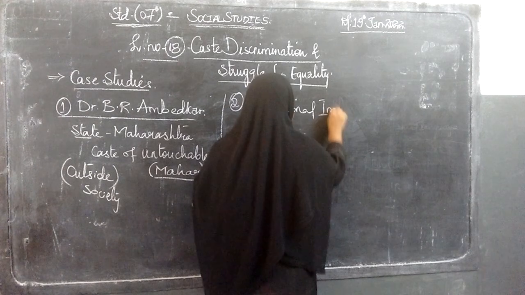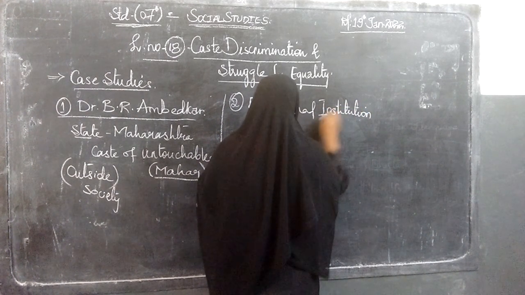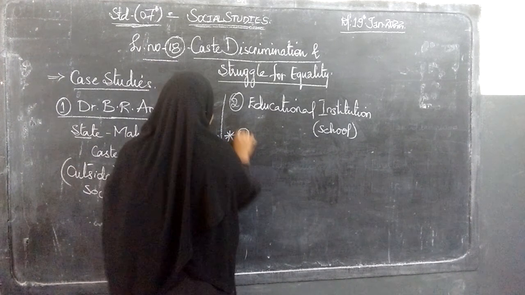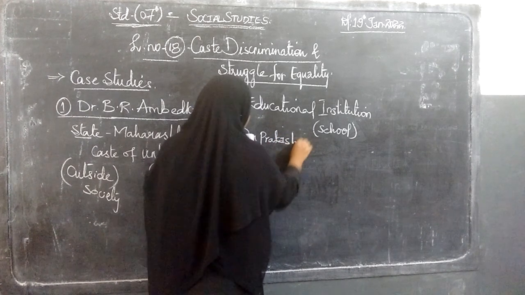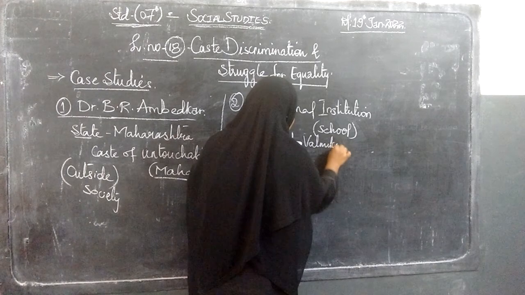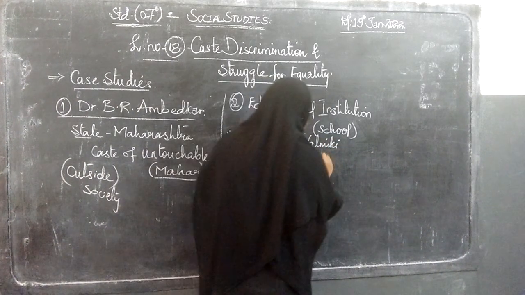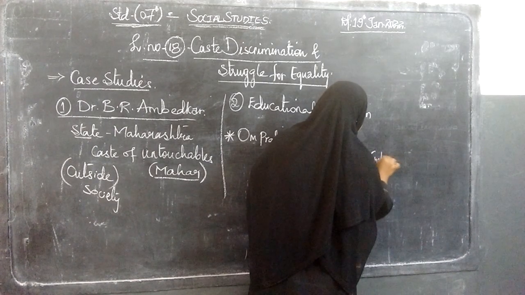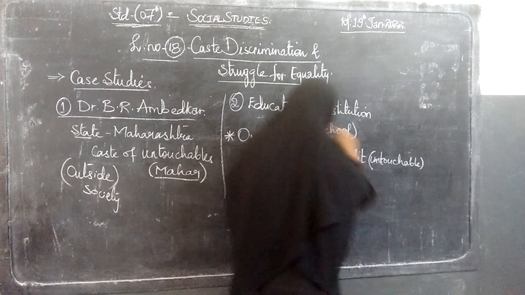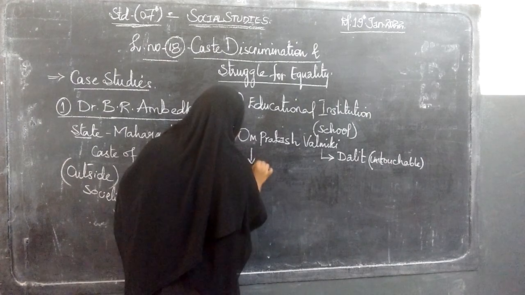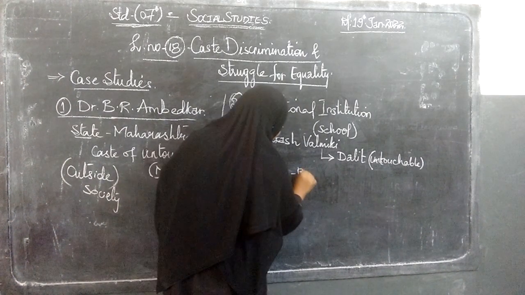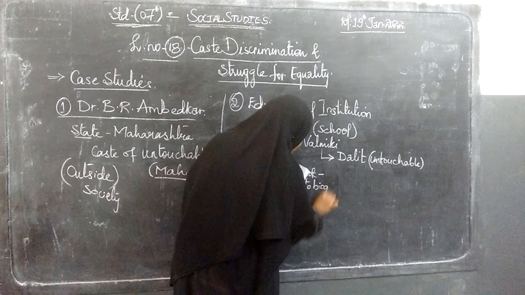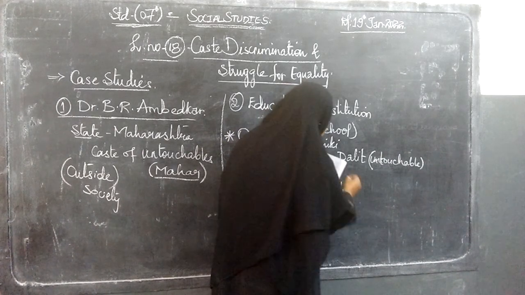In the educational institution, that is about the school. In school, Om Prakash Valmiki faced discrimination. So who was he? He was also a Dalit. Dalit here means the untouchable caste. And he is also a writer. His autobiography book is Joothan.